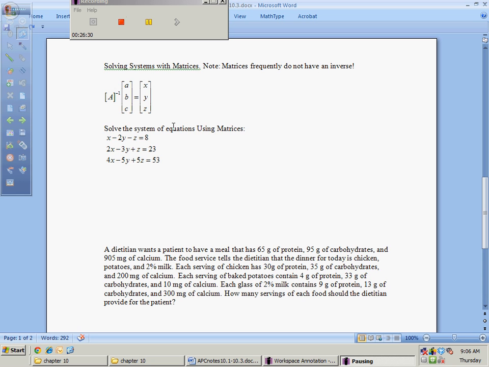This says if you have a system of equations right here, A, B, and C represent these constants over here, 8, 23, and 53. A represents the matrix, which is the coefficients of these three equations in this order. So in this case, this matrix would be 1, negative 2, negative 1, 2. Then you take the inverse of that matrix and multiply it times the constant matrix, and you end up with x, y, and z.